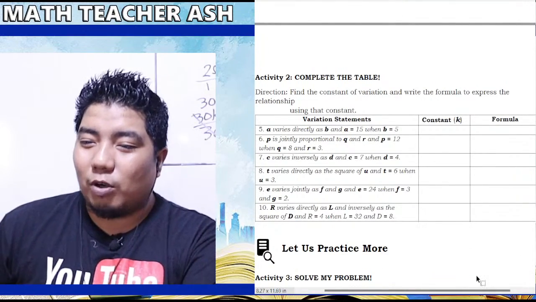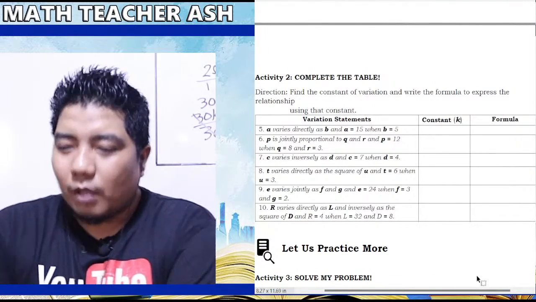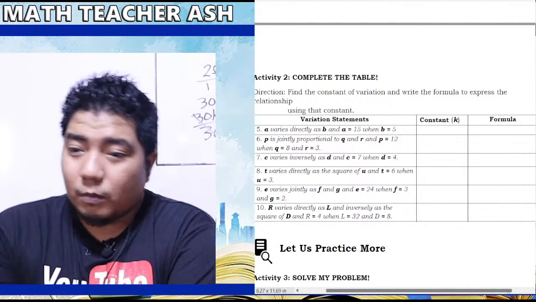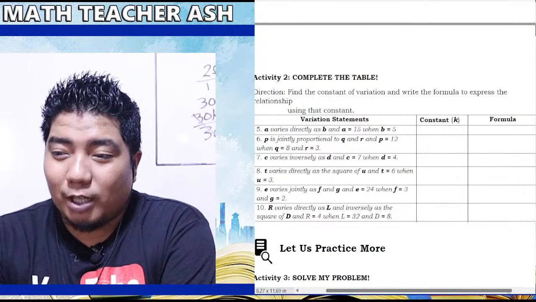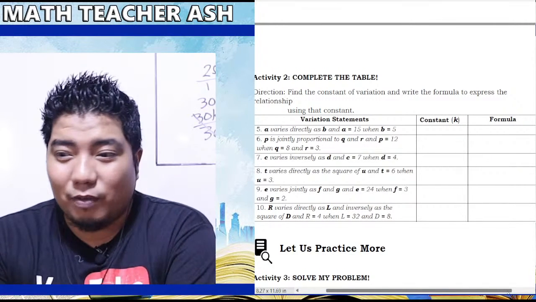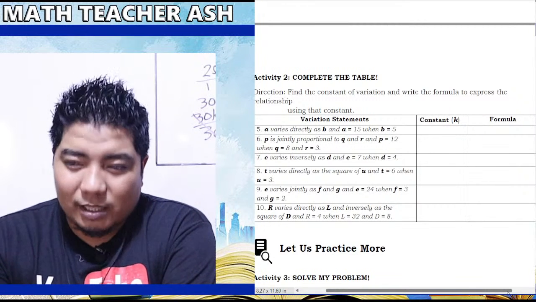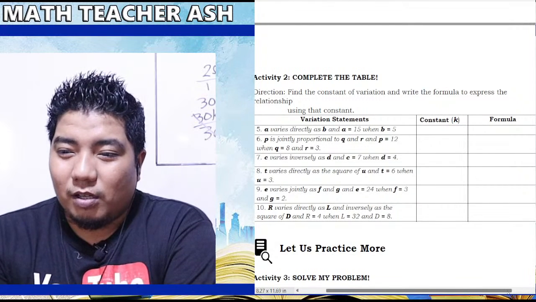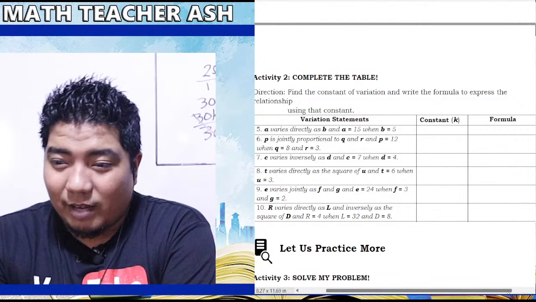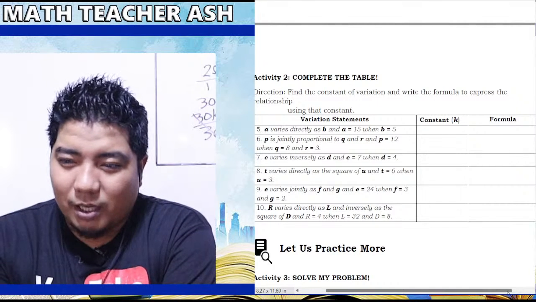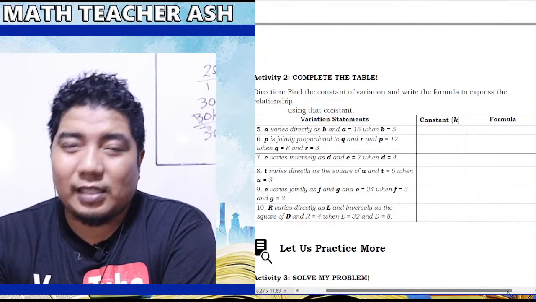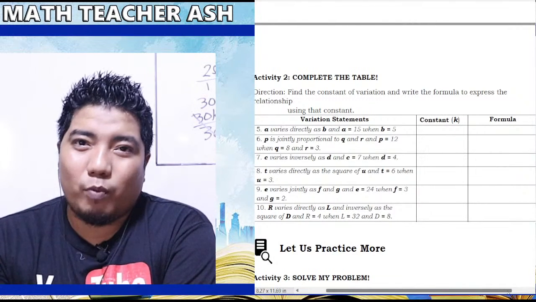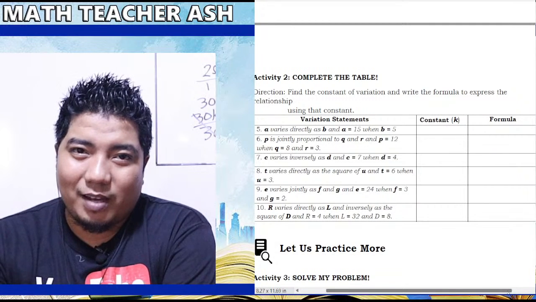Alright, now let's go to the complete me. Activity number 2. We have here, find the constant of variation and write the formula to express the relationship. Constant of variation, of course, that is K. So, I'll just give you an example for number 5. We have here A varies directly as B. So, the constant here, merong given 15, A is 15 when B is 5. So, remember, since this is direct, in the direct variation, the constant is solved when you divide the given letters.